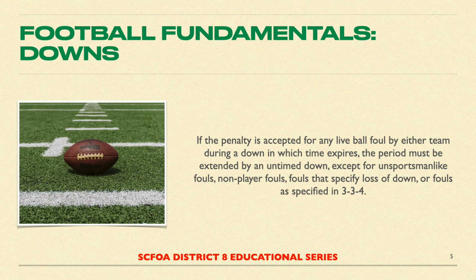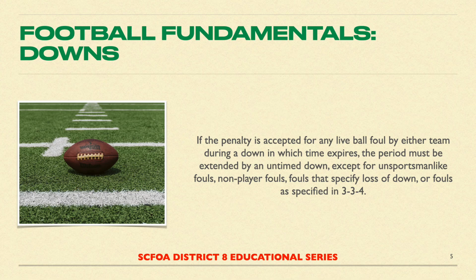Since unsporting and non-player fouls are treated as dead ball fouls, even if they happen while the ball is live, they are exceptions to the untimed down rule. If they are the only fouls to occur during the down, the period is not extended. In addition, fouls that specify a loss of down for the offending team are not considered when playing an untimed down. The fouls that result in a loss of down are illegal handing, illegal forward pass, and illegal touching.